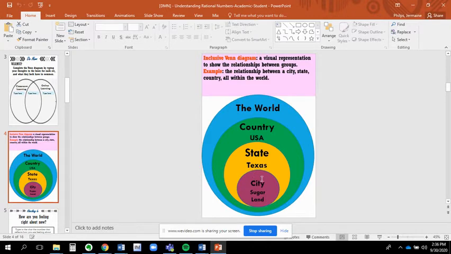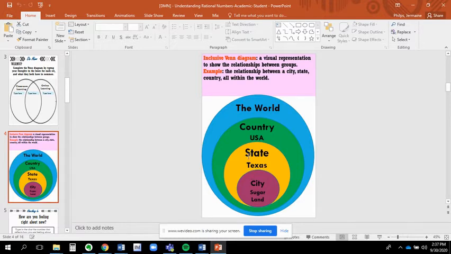Let's say that one more time. All of the city of Sugarland is inside of Texas. Every single part of Sugarland is a part of Texas, but all of Texas is not made up of Sugarland, right? There's more cities in Texas than just Sugarland. There's San Antonio, Houston, Dallas, Fort Worth, El Paso, Orange. There's a bunch of cities inside of Texas, not just Sugarland.